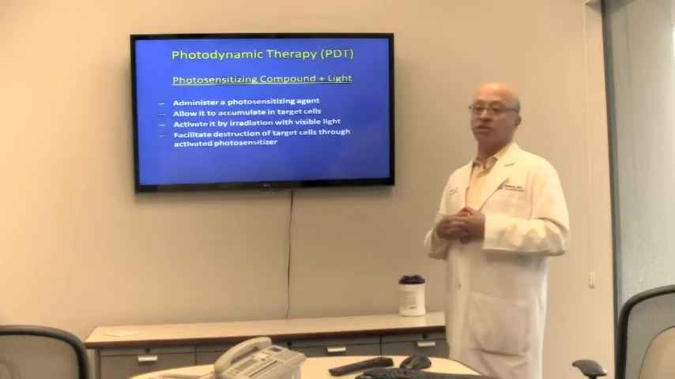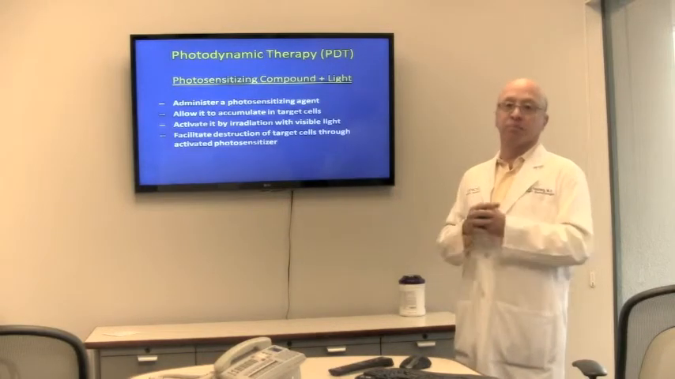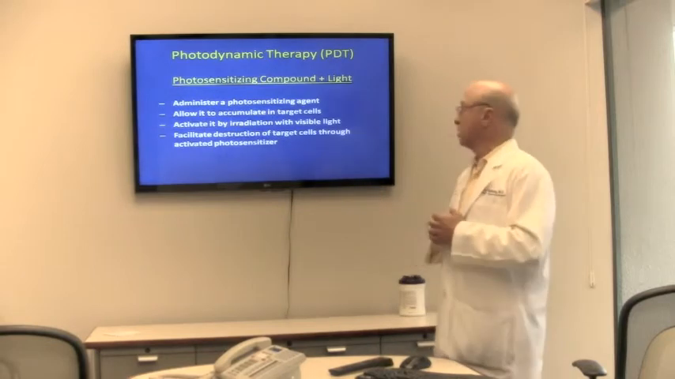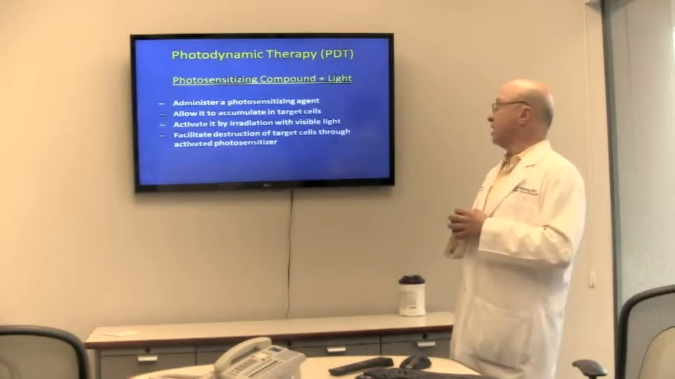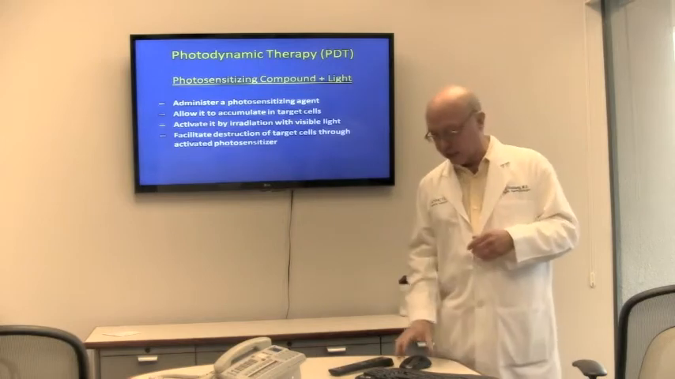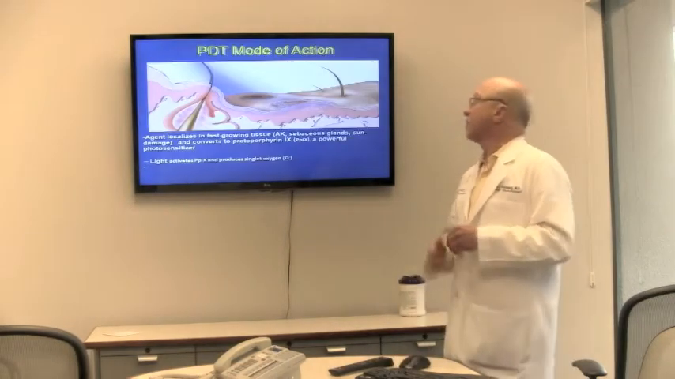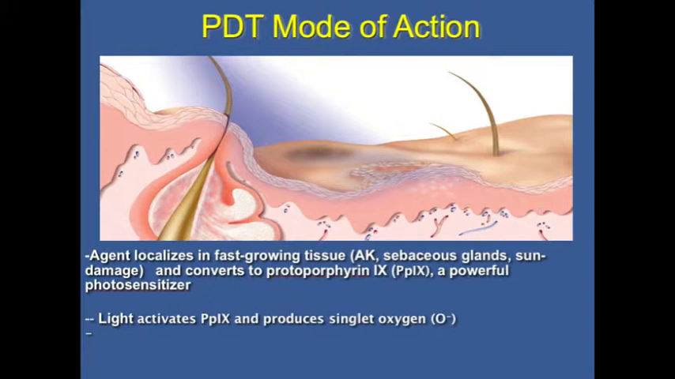In our offices, we tend to use, for the most part, red LED, but blue LED can be used, lasers can be used, broad-based light sources can be used, and then we're destroying the target cell because we're activating this photosensitizer. And so this is sort of the mode of action. You've got this ALA, this agent, that localizes in fast-growing tissue, and historically that was actinic keratoses that are turning over very quickly. Clearly it can be in the sebaceous glands, what we're targeting with acne, sun damage, and we're converting, in this case, this fast-growing tissue, we're converting into that area what's called protoporphyrin IX.